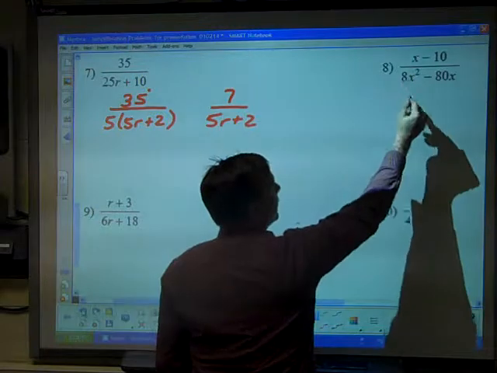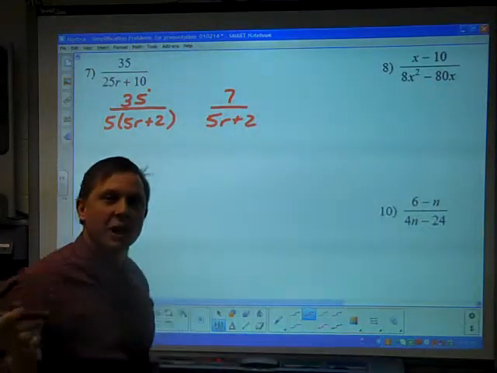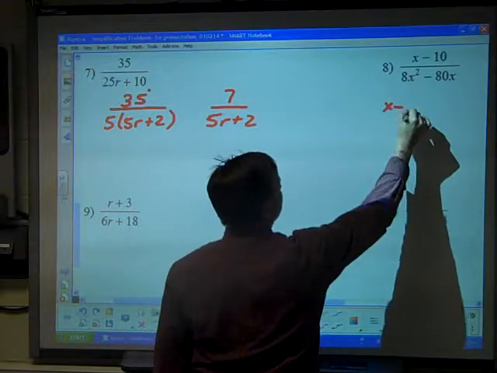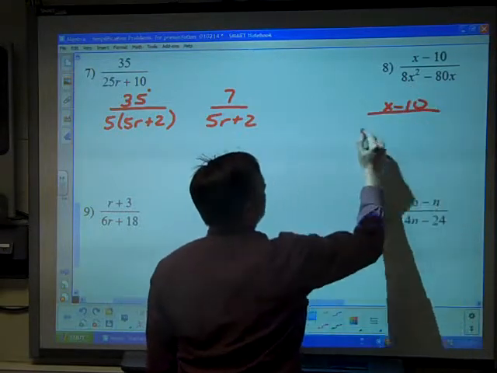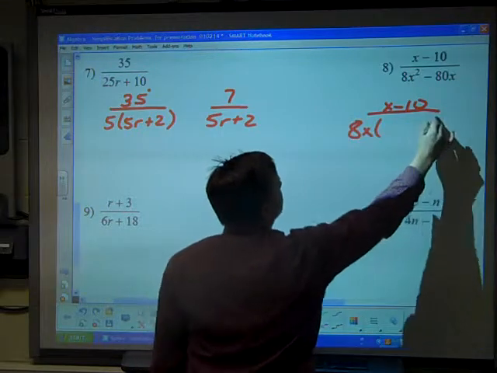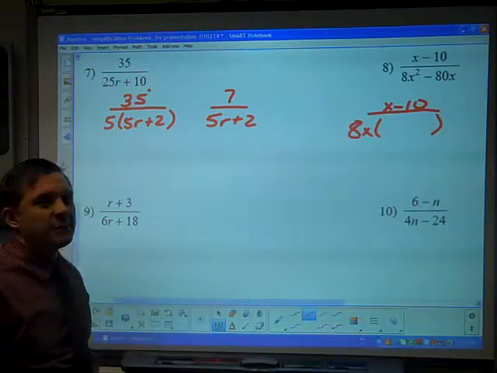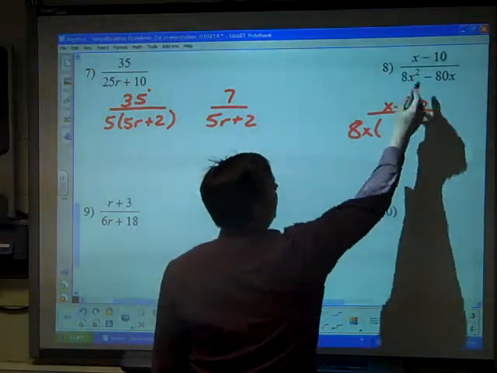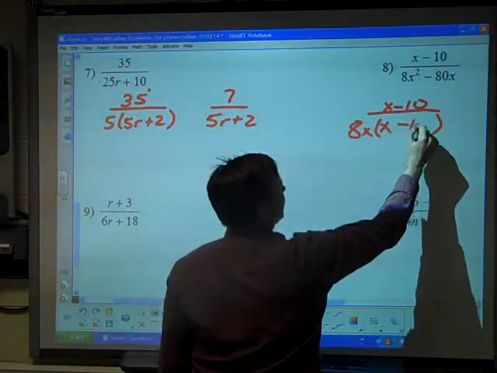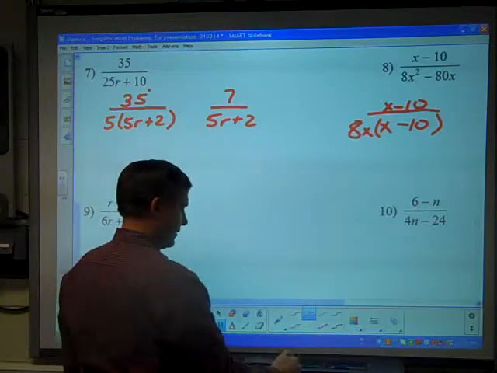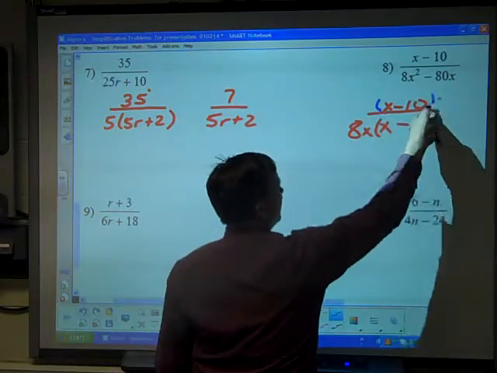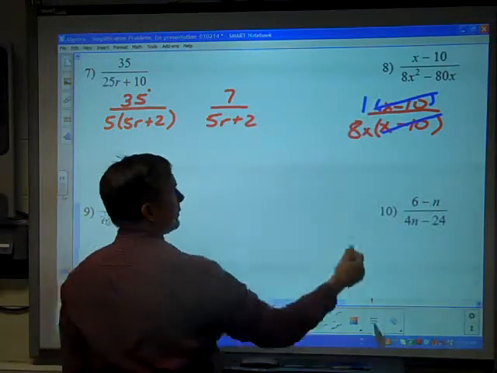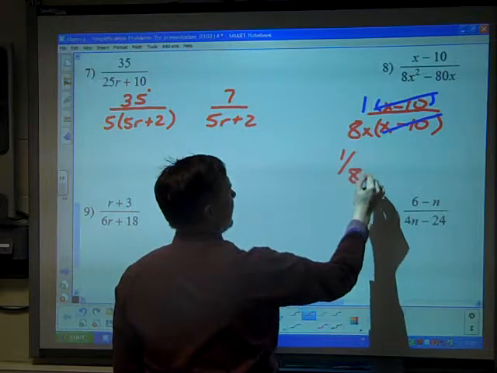Over here, number 8, x minus 10 on top. It's a difference. Again, is anything common? The answer is no, so I'm stuck with it. I'll leave it as x minus 10. On the bottom, what's common? How about 8x? And again, a lot of times you'll say, hey, it has to be x minus 10 if anything's going to cancel. The answer is yes. So I end up with x and 10. Does that work? The answer is yes. The top is x minus 10. They are the same. I cancel, realizing there has to be a 1 left on the top. 1 over 8x.